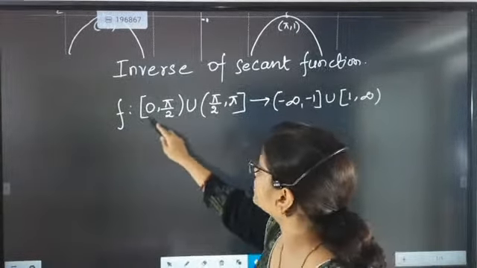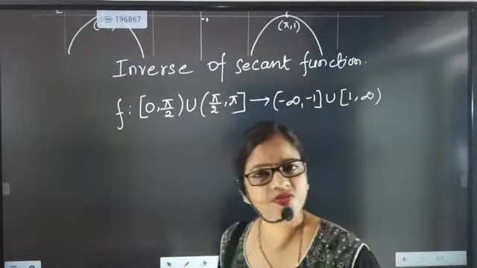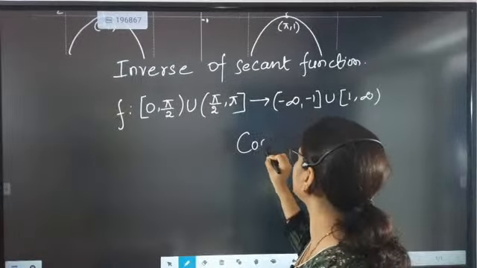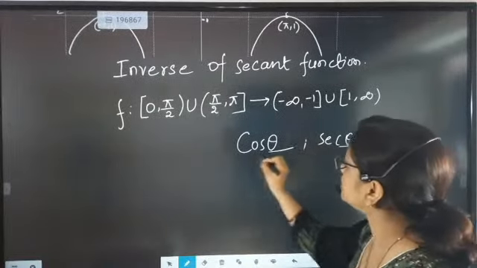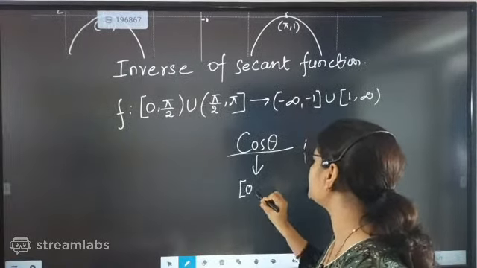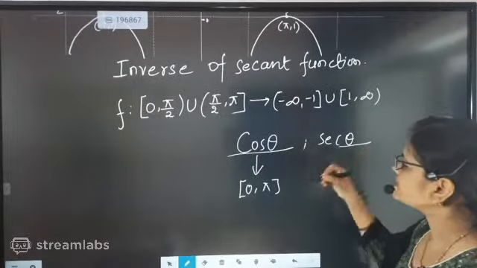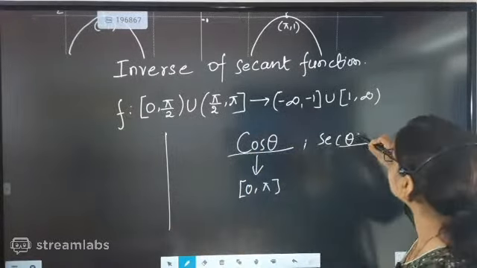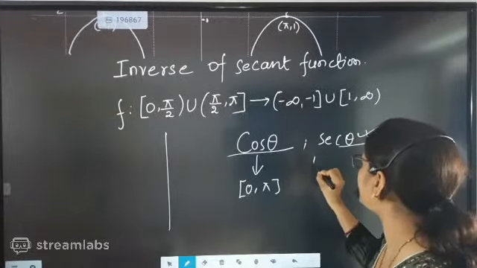What we did is we converted it into bijective. Now this is a way to convert to bijective. What change have we made? You know that cos theta and secant theta are reciprocals of each other. Now what is the principal domain of cos theta? It is 0 to pi. Secant theta will also take the same principal domain. But the problem here is that secant breaks at pi by 2.